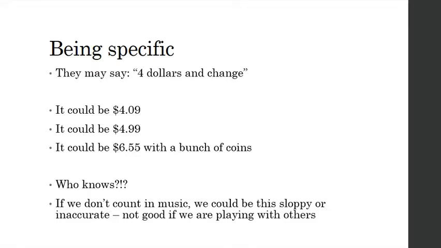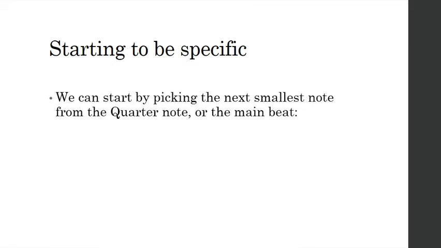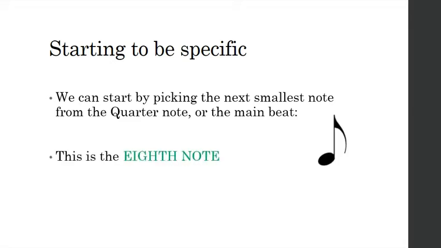If we don't count in music, we could be sloppy or inaccurate with our rhythms, and that's not good if we are trying to play in time with other people. So in order to be specific, we have to start thinking of parts of the beat that are smaller than the full beat. So the first type of note that's smaller than a quarter note is called the eighth note.